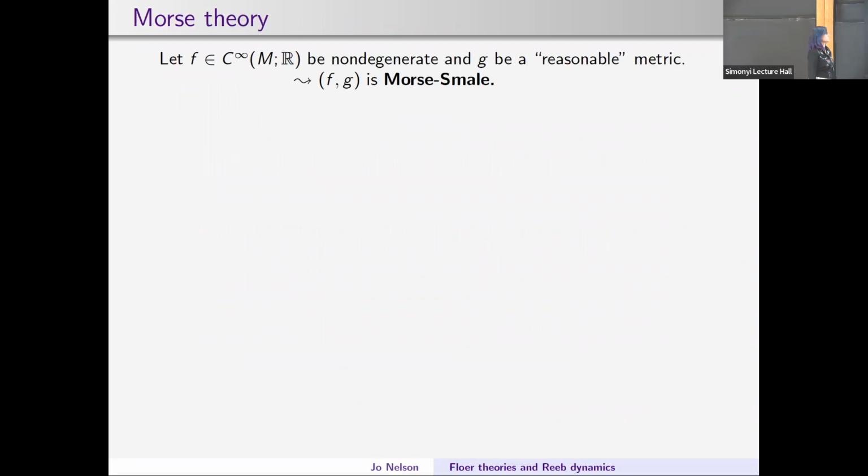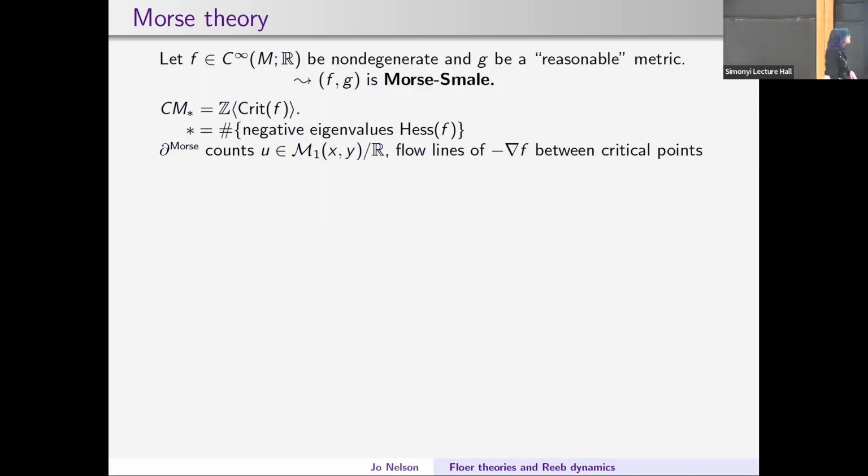Okay, so what is Morse theory? We're going to look at non-degenerate smooth functions on a manifold, and we want to have some kind of reasonable Riemannian metric. The non-degeneracy condition just means that we want the Hessian to be non-vanishing, so we can look at its eigenvalues, and then g being a reasonable metric means that we want the unstable and stable manifolds of flow lines to intersect transversely. And then you say this pair is Morse-Smale. The chain complex is going to be generated by the critical points of the Morse function.